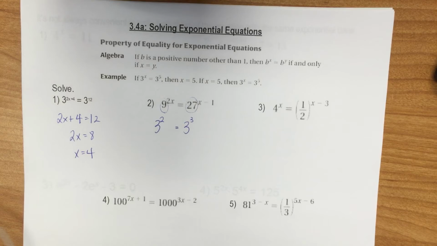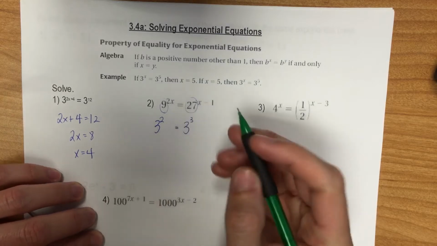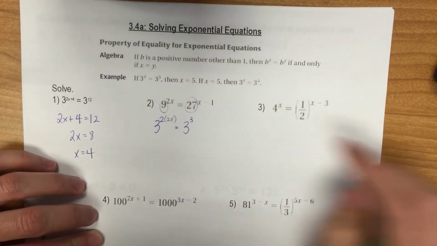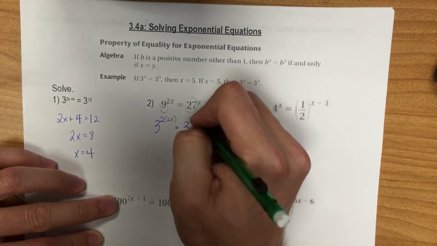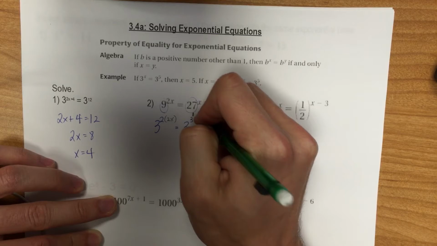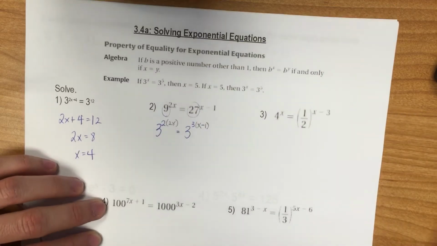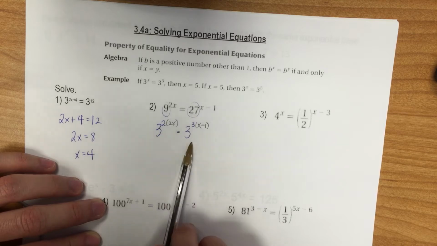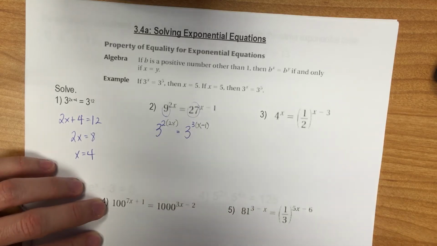I'm going to rewrite 27 as 3 cubed. And then the rest of the power that's there remains the exact same as what it was before. So this had a 2x before, so it's still going to have a 2x up there. This had an x minus 1 before, so it's still going to have an x minus 1, just like it did before. So the rest of the problem doesn't change. The only thing that I've changed is the 9 and the 27 are now written in base 3.